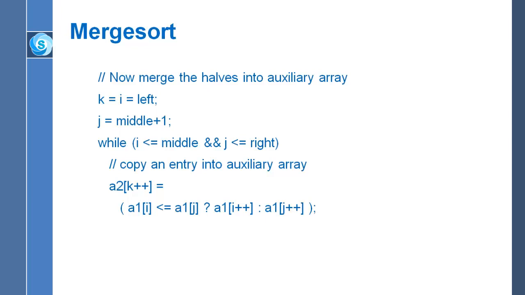So what I want you to do right now is trust me that this one statement here, A2[K++] = (all this gobbledygook), that one statement is responsible for all that I just said. It compares what's in position I and what's in position J of the original array, and based on that it copies one of the two numbers into the auxiliary array and also increments the appropriate indexes. We'll talk about it in detail later.